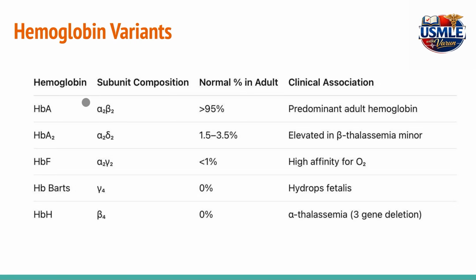You should be familiar with different hemoglobin types and their clinical relevance. HbA is the predominant adult form. HbA2 is slightly increased in beta thalassemia minor. HbF is normally very low in adults. Hb Barts and HbH are seen in alpha thalassemia and are associated with severe disease. These are very commonly tested in all the exams.